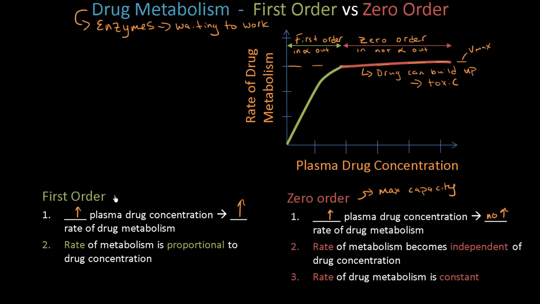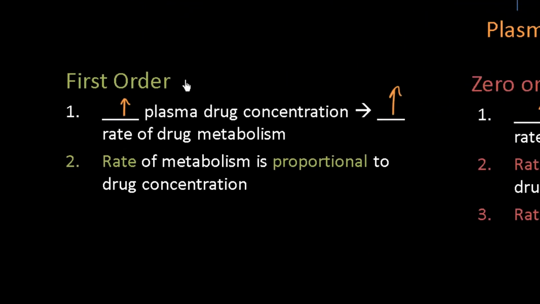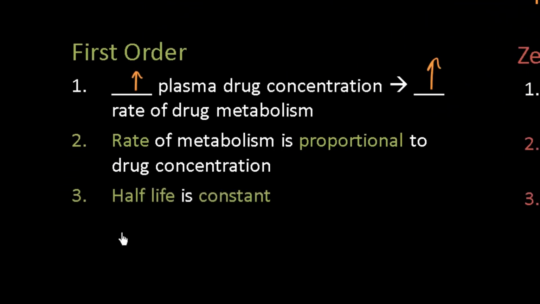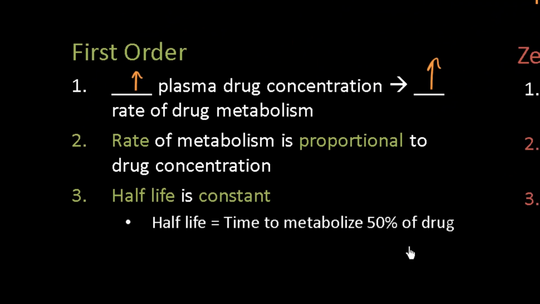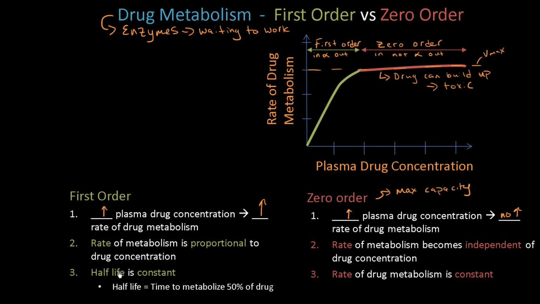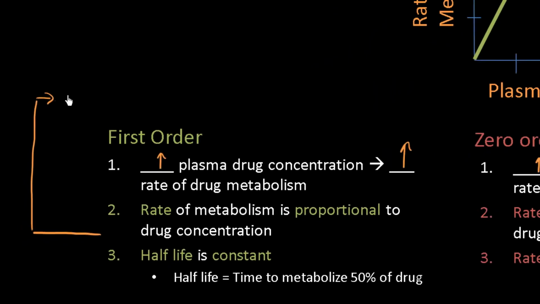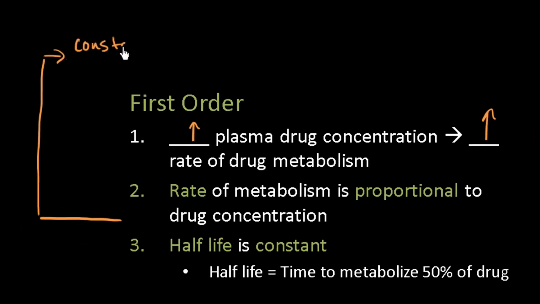So the third thing I want you to remember for first order kinetics is while the rate of drug metabolism is not constant, there is a term that we use which is constant, and that term is the half-life. And so the half-life is the time it takes to metabolize 50% of the drug. So why is this occurring? Well, remember, for first order kinetics, the in is proportional to the out. So that means that we are metabolizing a constant proportion of drug per unit time. So constant proportion per unit time.